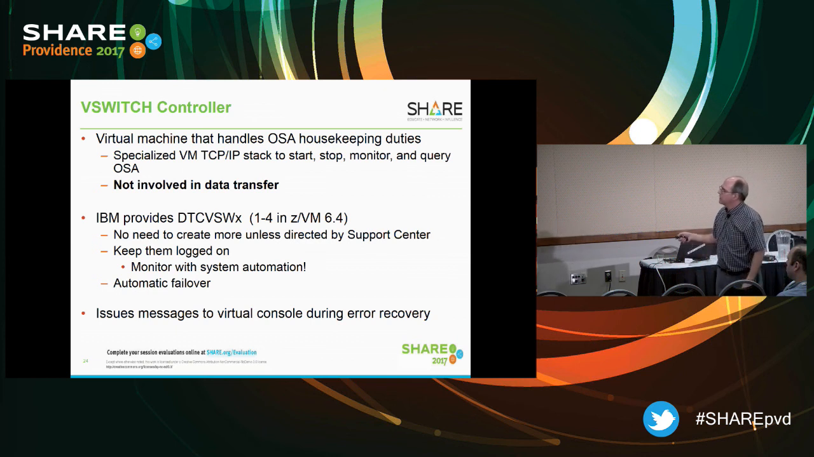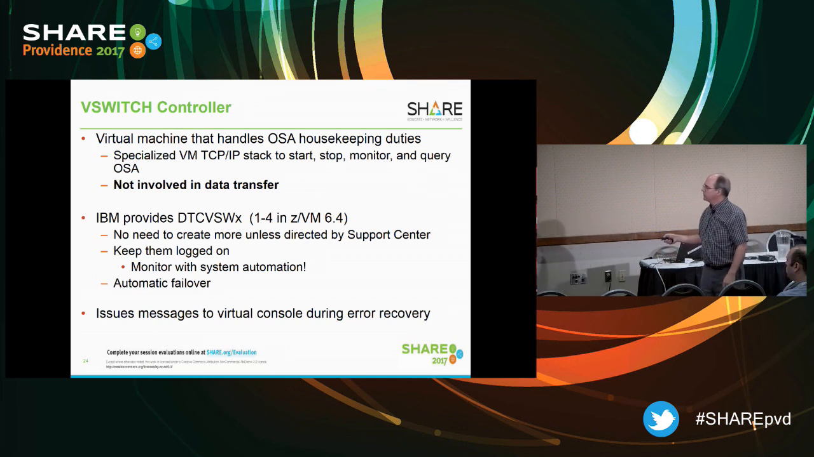It is not involved in data transfer, so these virtual machines don't see the data. It's not handed to it. Its job is responsible for flipping the switches. It doesn't see the conveyor belt. The conveyor belt is located in the hypervisor, but the on-off switch and the meters are kept up in the virtual machine.